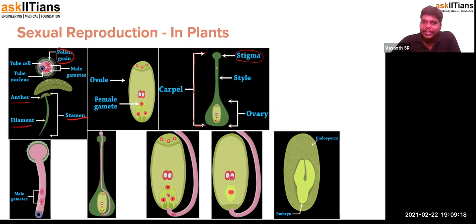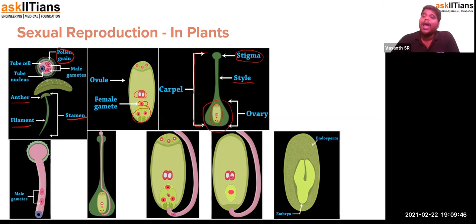And then that extends to form a style, and that ends up in the ovary. So this ovary is going to develop into the fruit, and in the inner structure you see something colorful, like a rice grain. That's the ovule, and the ovule consists of a female gamete, and these are the polar nuclei, okay, and this is called the filiform apparatus. So these structures constitute the female reproductive part.